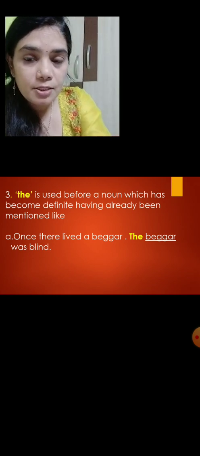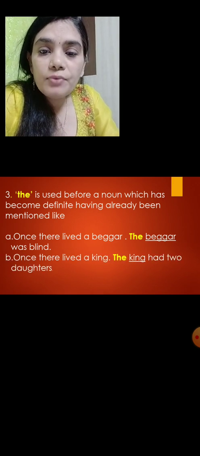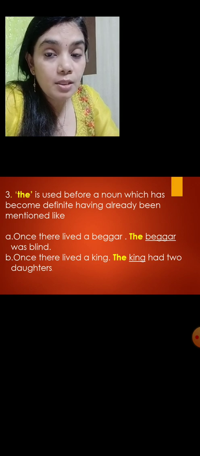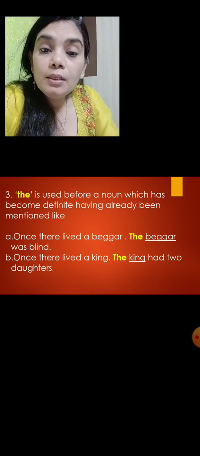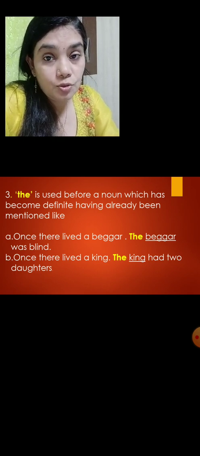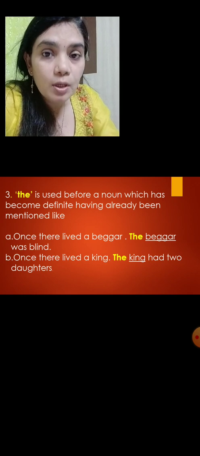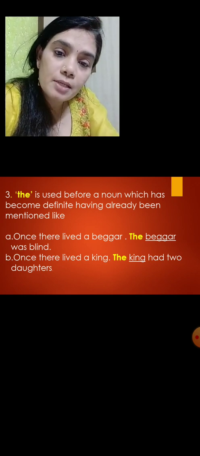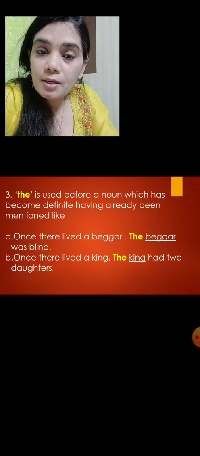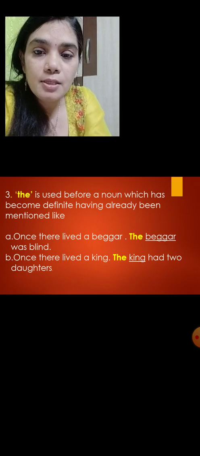Got it? So let's see the other example. Once there lived a king, means there was a king living. The king had two daughters. So who was having two daughters? The king. That particular king, not all the kings. So here the king is specified. So the article the is used.